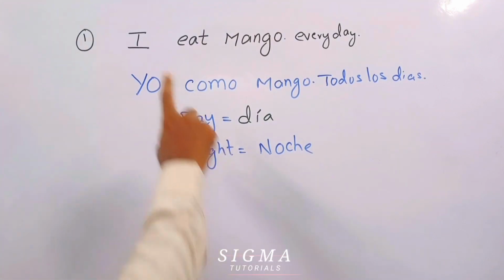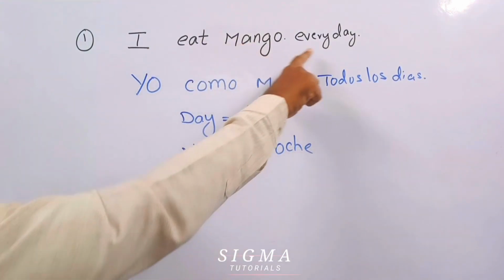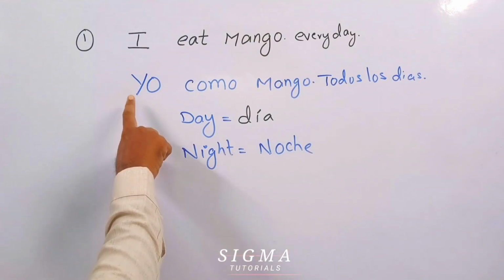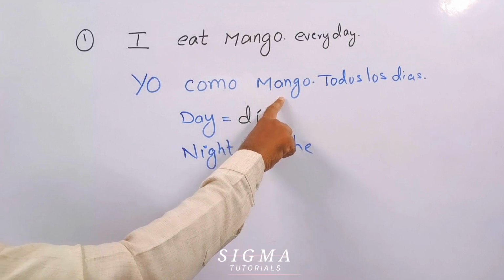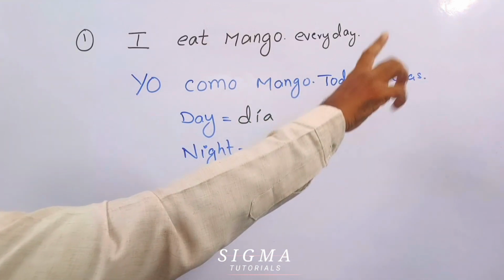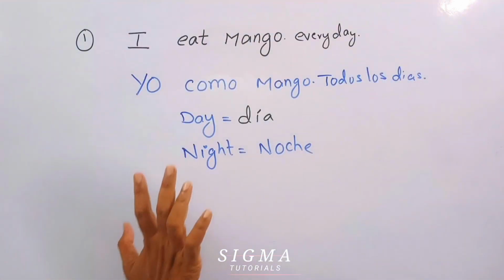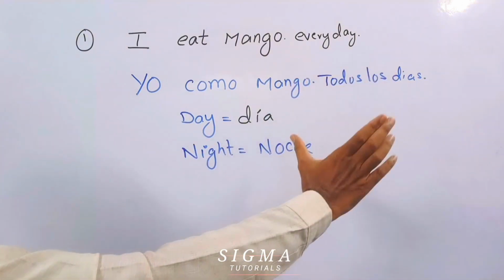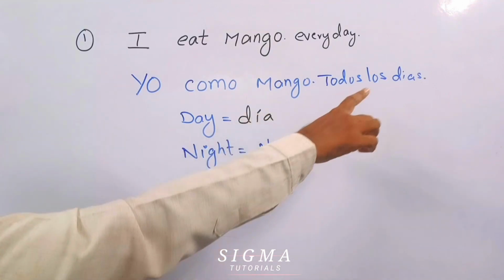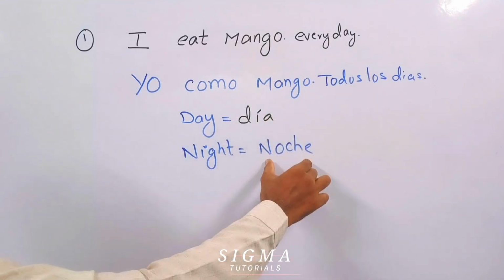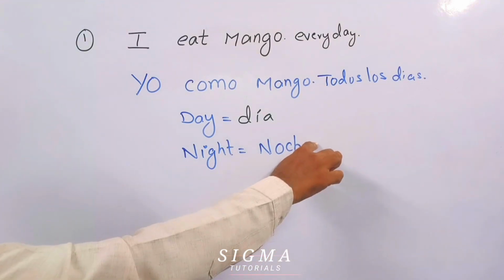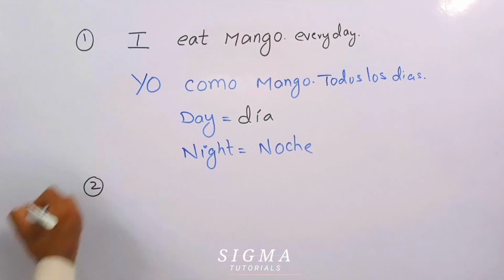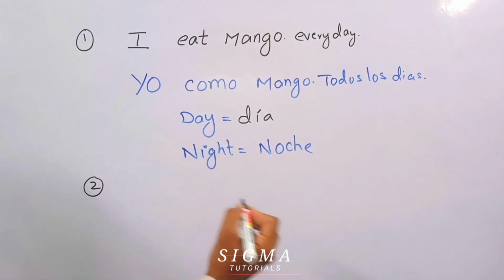Let me give one more example. If I have to say I eat mango every night, then how can we say? Yo como mango todos los noches? Okay, it's very easy. So todos los will be the same thing. Día means day. So we will remove this día and we will add there noche and we'll add s, noches, every night.